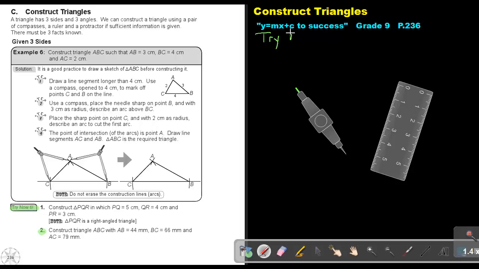Let's start. Try Now 6. It's always good practice to first make a rough sketch. Construct triangle ABC. So let's make our rough sketch, it doesn't matter how it looks. This is going to be A, this is B, and this is C, with AB is 44 millimeters, or 4.4 centimeters, BC is 66 millimeters or 6.6 centimeters, and AC is 79 millimeters or 7.9 centimeters.